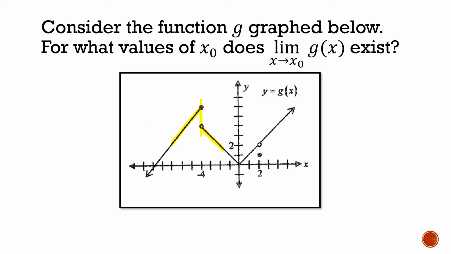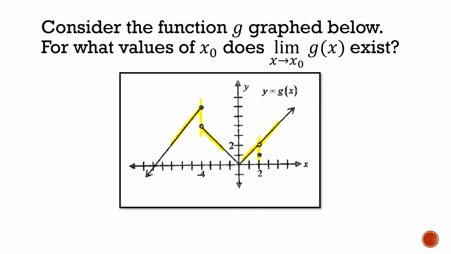Now at 2, I see I have a hole in my graph. Again, that makes me a little bit uneasy, so I check my limits. The limit as x approaches 2 from the left is going to 2. And the limit as x approaches 2 from the right is also going to 2. So because the left equals the right, boom, my limit exists.